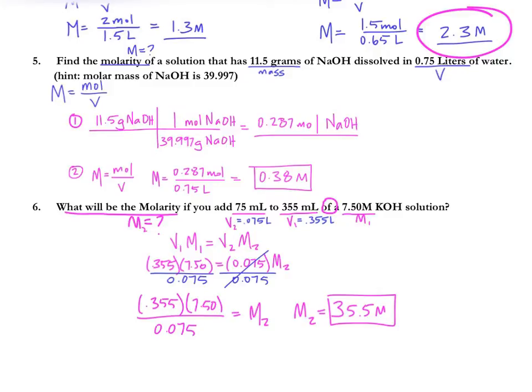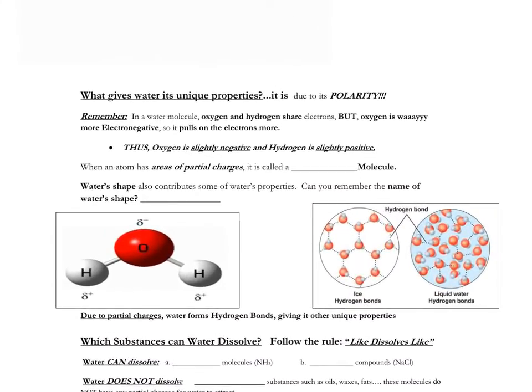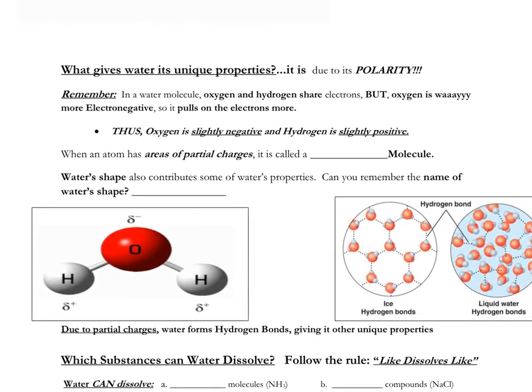We're going to talk about water and rates of dissolution. Okay. So what gives water its unique properties? Well, we've already talked before in previous units that water is a polar molecule. Okay, so there is a pull of electrons toward the oxygen, making the oxygen slightly negative and the hydrogen slightly positive. So this molecule is polar. So that's a unique property.